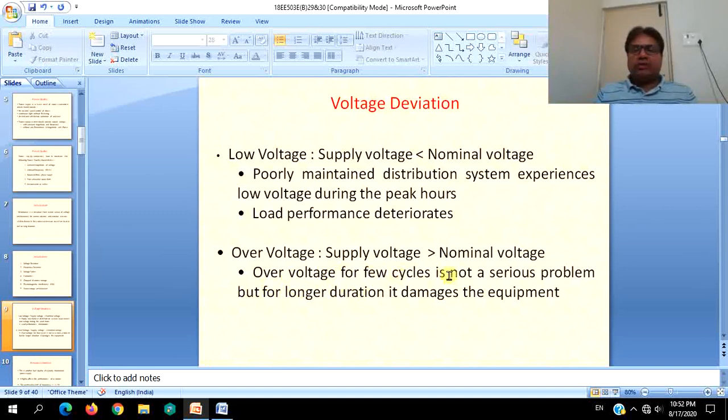Over voltage for a few cycles is not a serious problem, but for longer duration it damages the equipment. Which equipment? Load, particularly domestic and electronic equipment, which get burnt out. You might have heard all these things. Due to over voltage, there was a burnout of all the equipment, including TVs and refrigerators, in a particular household. It results from over voltage.